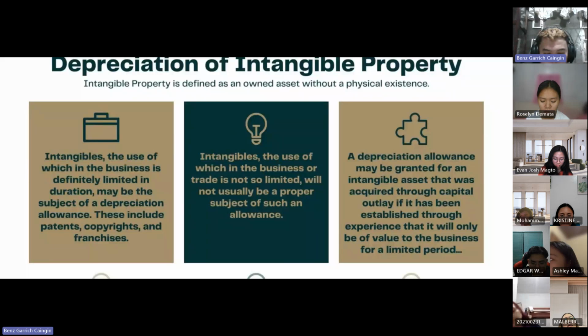First, intangibles, the use of which in the business is definitely limited in duration, may be the subject of a depreciation allowance, and these include patents, copyrights, and franchises. Second, intangibles, the use of which in the business or trade is not so limited, will not usually be a proper subject of such an allowance.